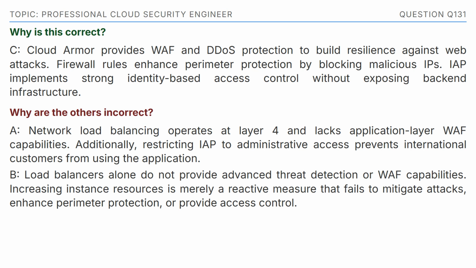Why are the others incorrect? A. Network load balancing operates at layer 4 and lacks application layer WAF capabilities. Additionally, restricting IAP to administrative access prevents international customers from using the application. B. Load balancers alone do not provide advanced threat detection or WAF capabilities. Increasing instance resources is merely a reactive measure that fails to mitigate attacks, enhance perimeter protection, or provide access control.